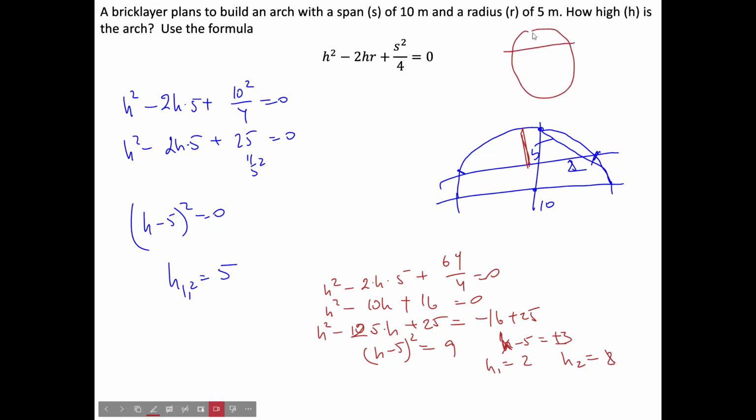So you either have this, which is 2, same span, 8 here and 8 here, or you have 8. Okay? Okay.